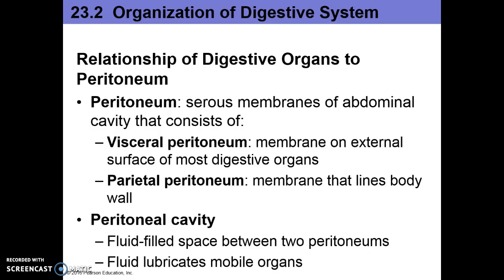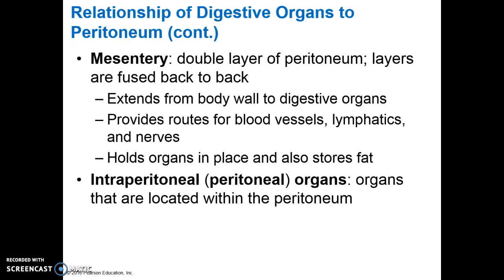In between the visceral and parietal peritoneum, we have the peritoneal cavity, which is a fluid-filled space between the two membranes. The fluid lubricates the mobile organs so that you don't have any adhesions or frictional rub between the different adjacent structures. The mesentery.